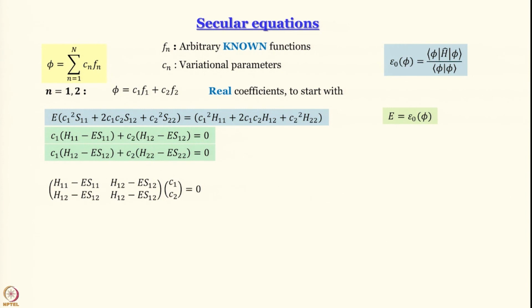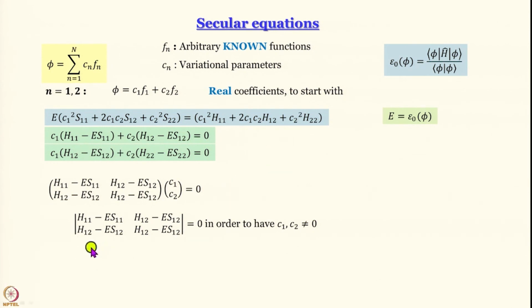So, if you go a little further using Cramer's theorem and all, what it turns out is that this secular determinant, means the same matrix elements make up a determinant this time, that is equal to 0 in order to have C1, C2 not equal to 0. Okay. What is the variable now? In this case H11 I can find out, S11 in principle I can find out, the only variable here is E. So, if we set that secular equation to be 0, then we are going to get an equation of some nth order.